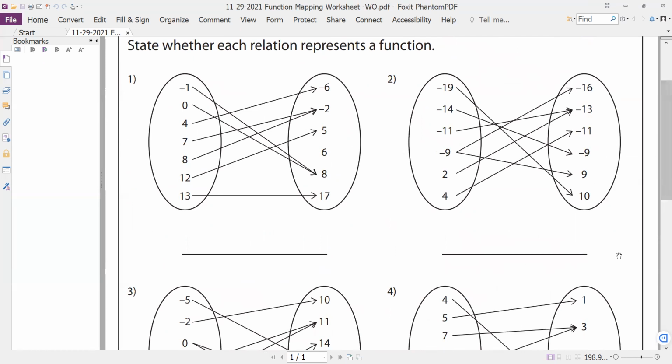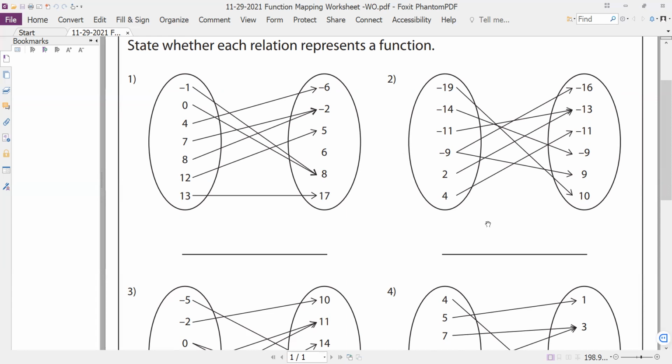See it now. Okay. Now, look at these. Do you see any number over here mapping to 2 different numbers over here? And if you do, then it means it's not a function. So is it a function or is it not a function? No, this one is not a function. Why? What's the reason?